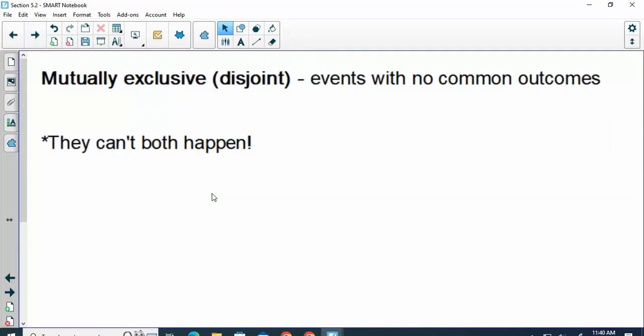First we have a definition, mutually exclusive. That's sometimes called disjoint. That means there's no common outcomes. It's two things that cannot both happen.